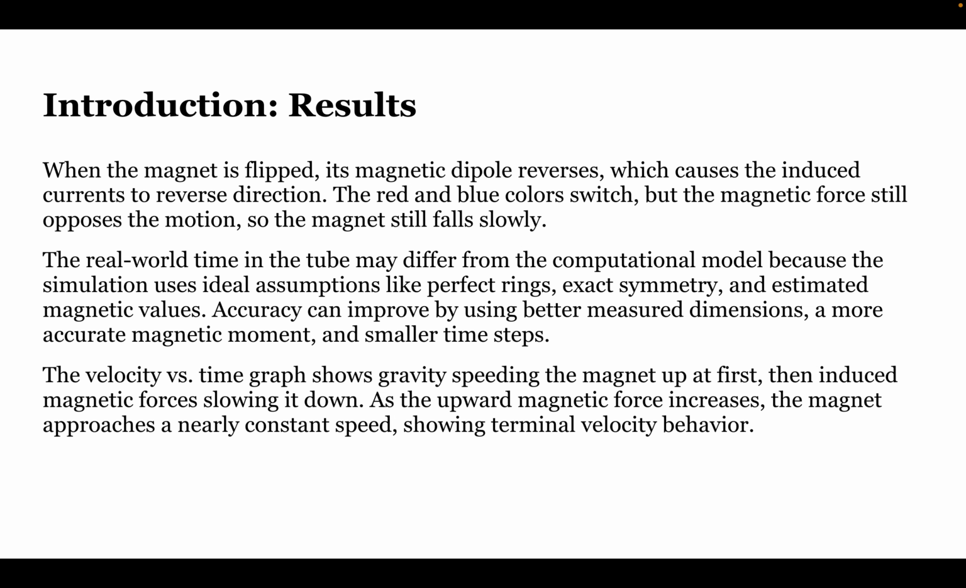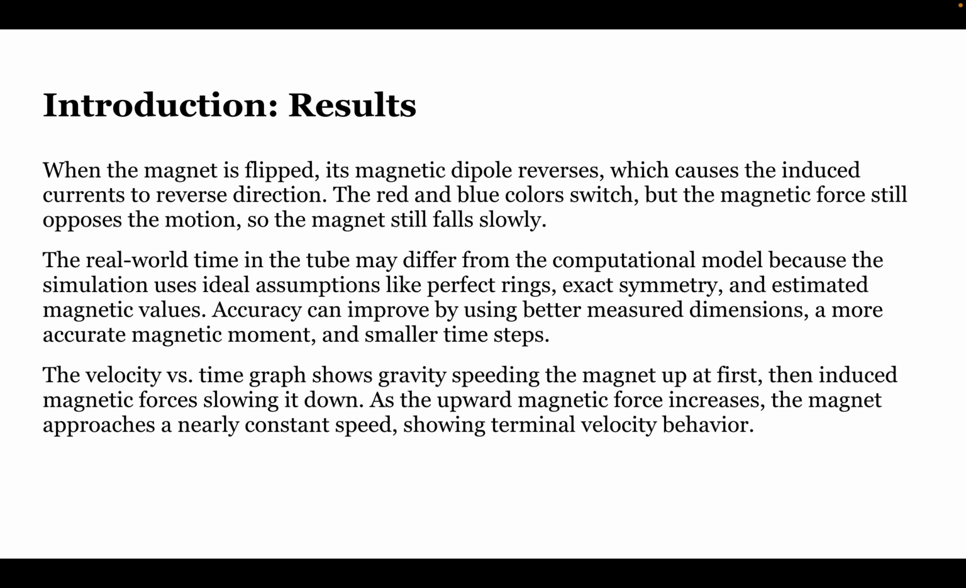In real-world time in the tube may differ from the computational model because the simulation uses ideal assumptions like perfect rings, exact symmetry, and estimated magnetic values. Accuracy can improve by using better measured dimensions, a more accurate magnetic moment, and a smaller time step.